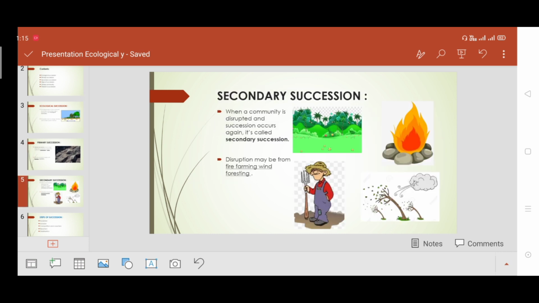Secondary succession. When a community is disrupted and succession occurs again, it is called secondary succession. Disruption may be from fire, farming, wind, deforesting.